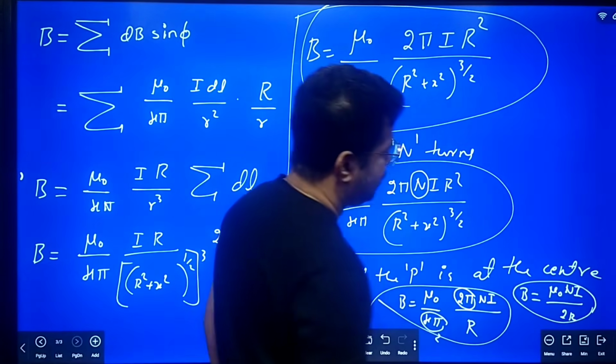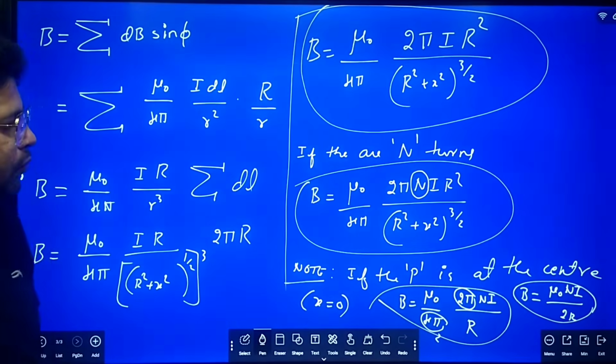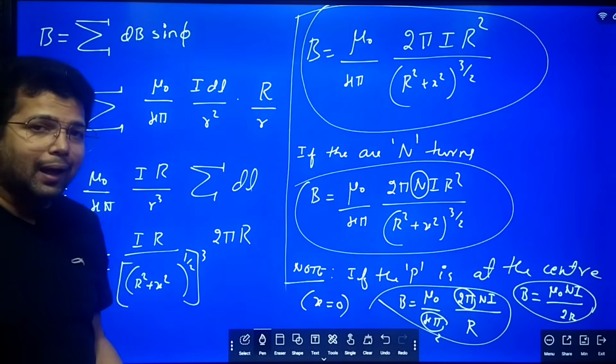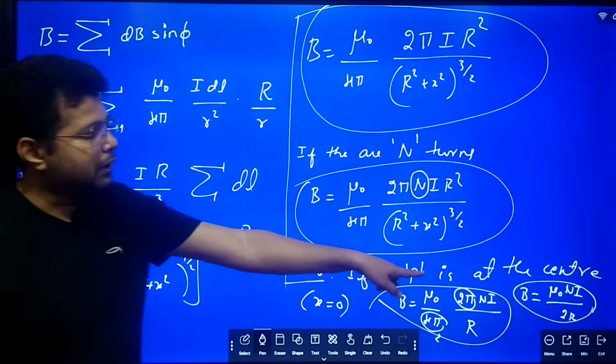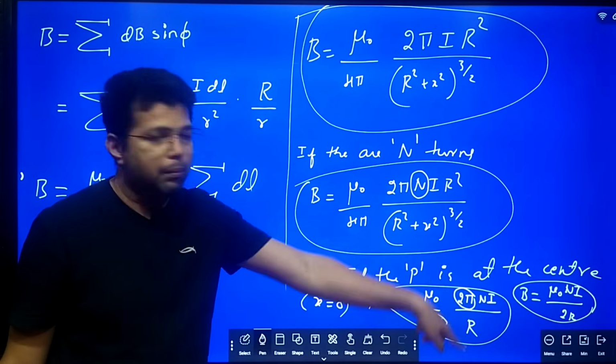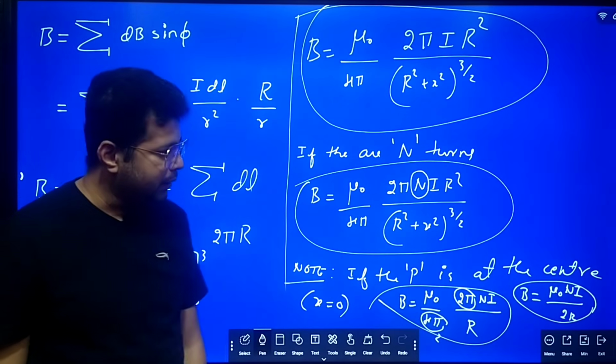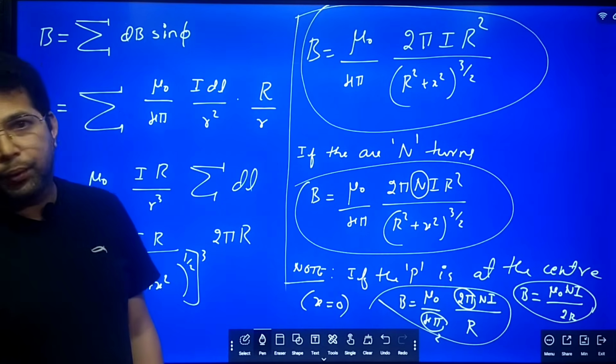If you consider the point at the center of the circular coil, then the magnetic field will be mu naught n I by 2R. So this will be useful. Hope you understood the derivation.